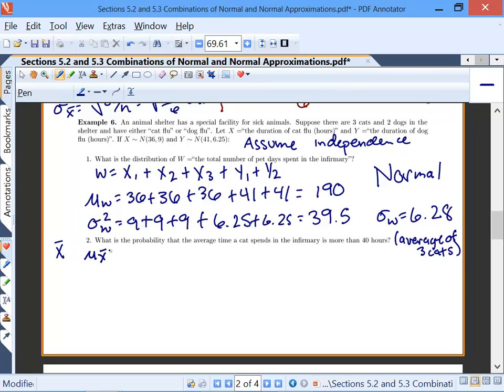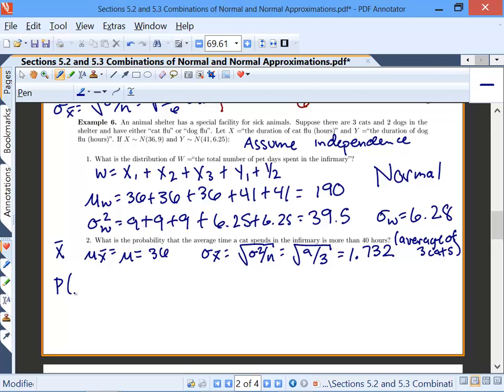The mean will be what? The mean for X bar is the same as the old mean, which is, the mean for a cat is 36. And the standard deviation for X bar is the square root of the old variance over n. So the old variance for a cat is 9, and divided by n. How many cats are we looking at? 3 cats. So 1.732. So again, on all these probability statements, you just need to find your new mean and your new standard deviation.